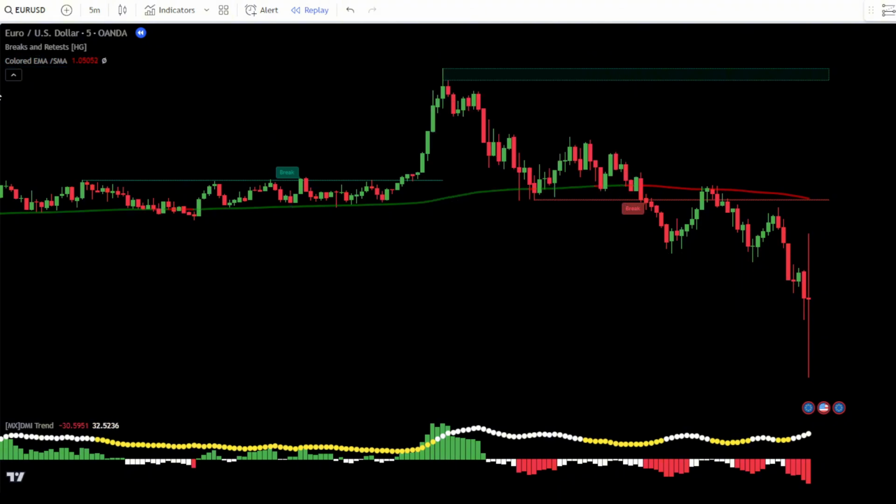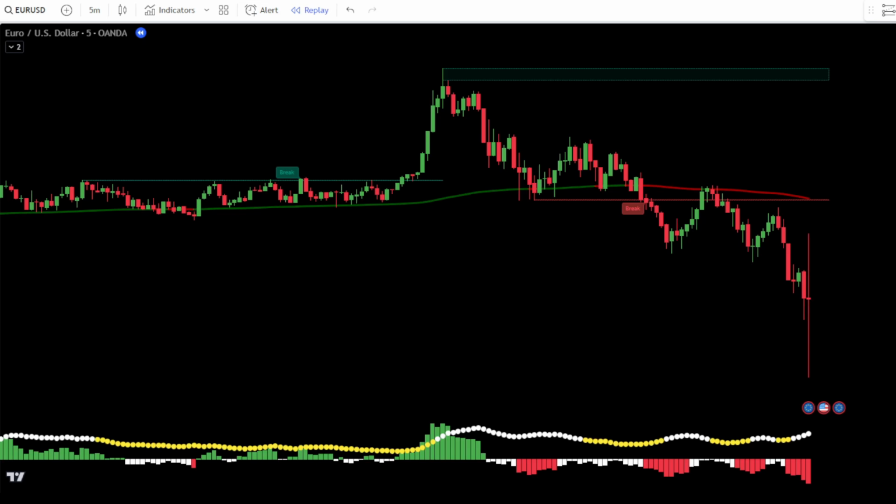We will use the 200 EMA indicator to confirm the trend in the market. If the 200 EMA line is green, it signals a bullish trend confirmation. Meanwhile, if the 200 EMA line is red, it signals a bearish trend confirmation.